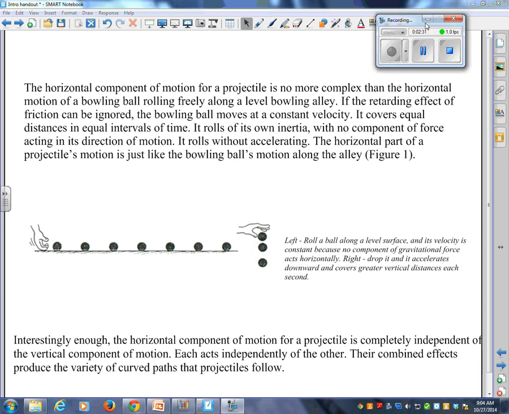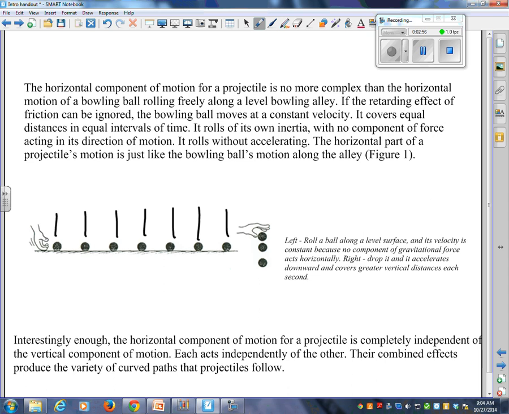The horizontal component of motion for a projectile is no more complex than the horizontal motion of a bowling ball rolling freely along a level bowling alley. If the retarding effect of friction can be ignored, the bowling ball moves at a constant velocity. And as you probably saw in grade 11, when an object moves at constant velocity, if those time intervals are the same, then the distance between them should also be the same, and in fact they are, right?